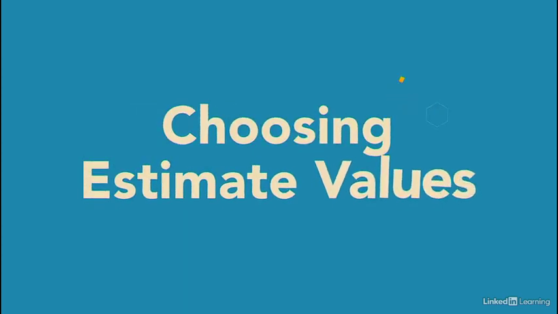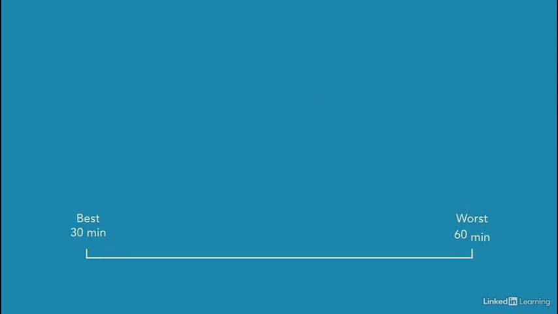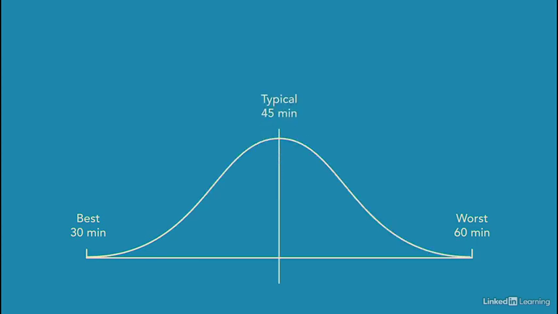You probably decide when to leave for work informally. We're going to look at a similar yet rigorous approach to choosing estimate values for your project. If you were to graph the probability of your commute times, it would look like a bell curve with your average drive time at the peak.